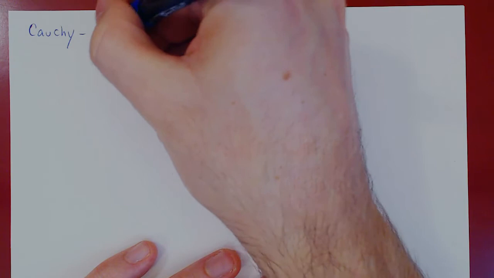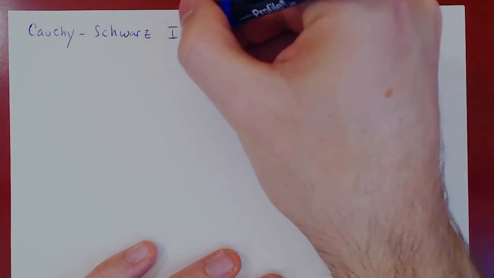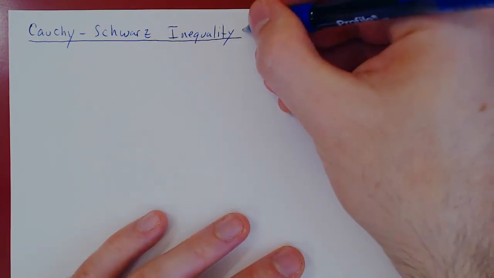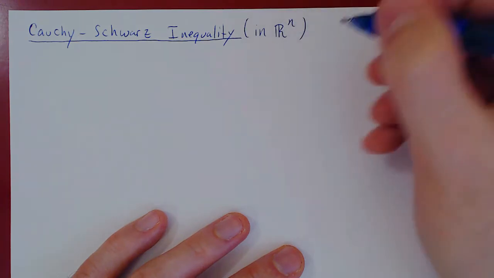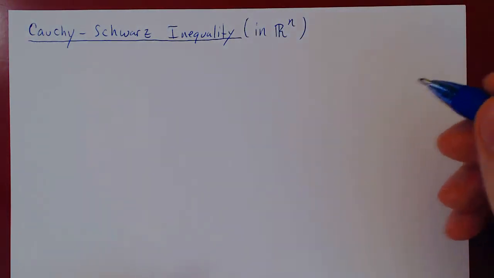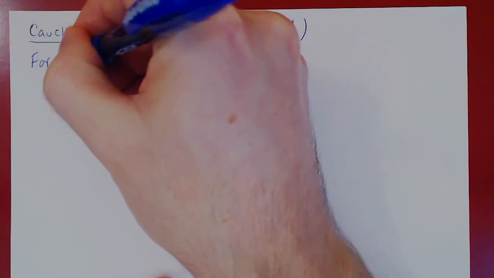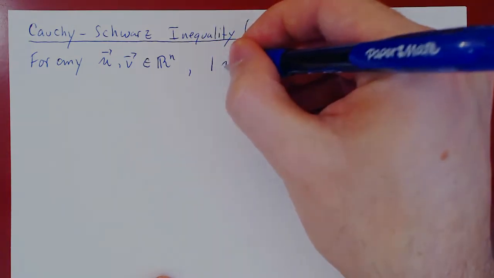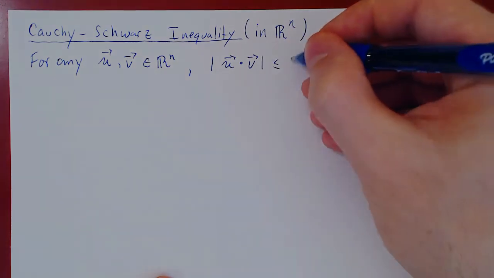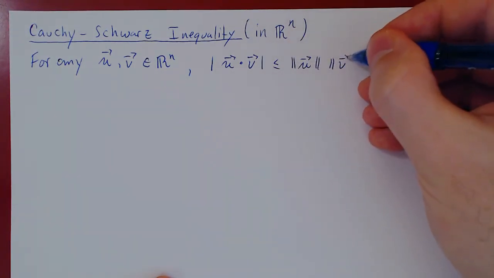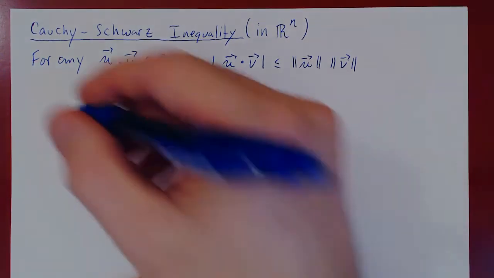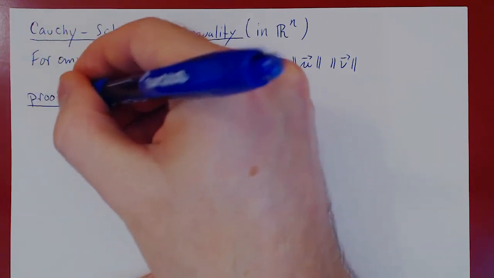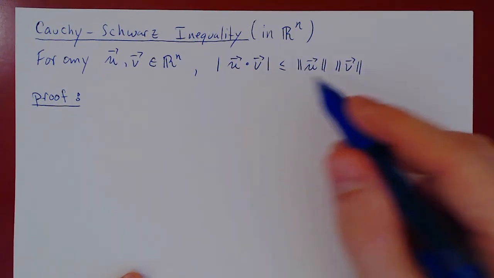And now this is the general Cauchy-Schwarz inequality in Rn for any n. So we now give a general proof. Let's just restate the inequality, which said that for any two vectors u and v in Rn, the absolute value of their dot product will never exceed the product of the two individual norms. And that is the Cauchy-Schwarz inequality. Let us now prove this, and the proof is actually really nice, but at the same time, it's kind of a slick proof. It's not so obvious how to begin the problem.